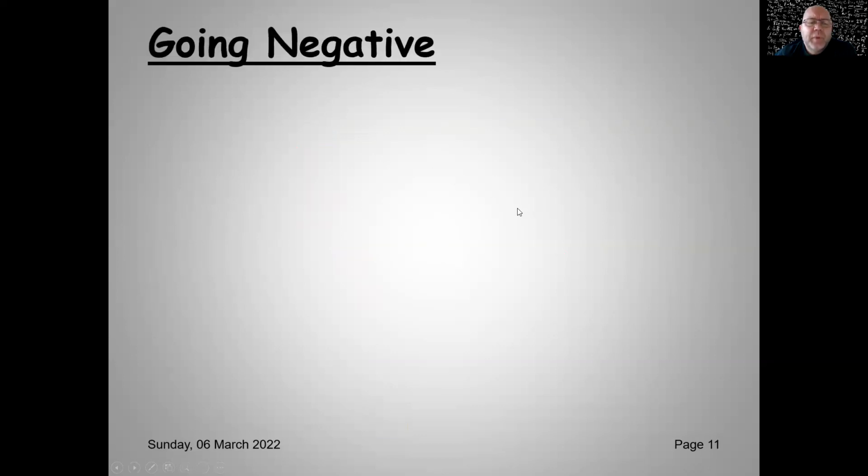Now, occasionally, we have to go negative. Our resulting numbers are less than 0. So here we have 3a, take away 5a. Now you know that 3 take 5 is negative 2. So it's just the same here. 3a take away 5a is negative 2a.